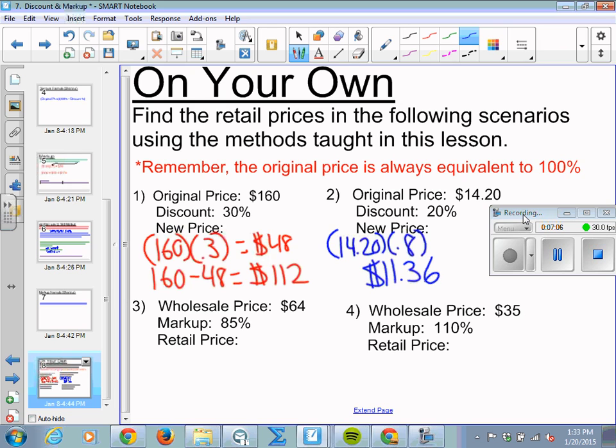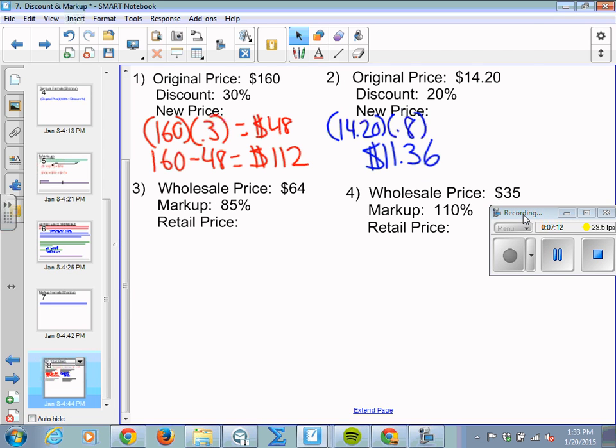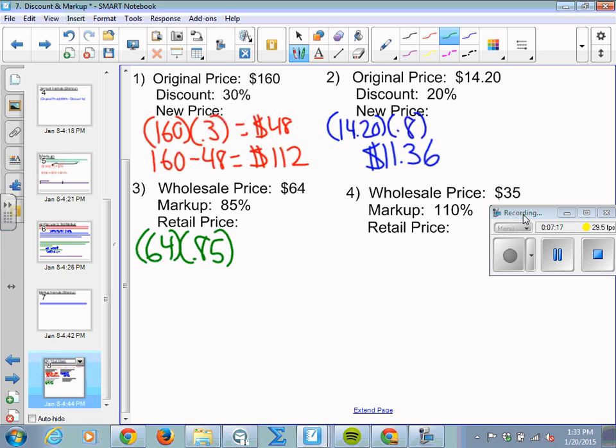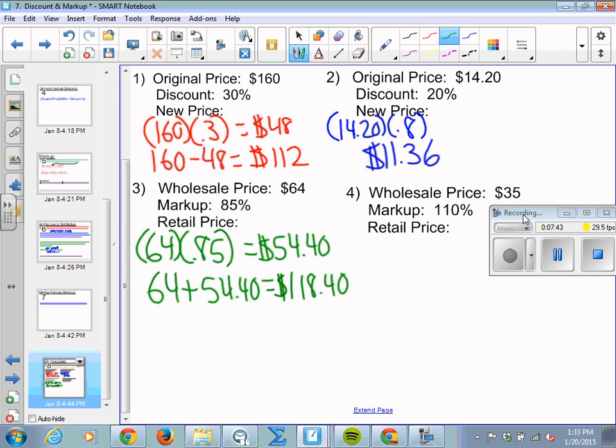Moving on to markup. So the wholesale price here is $64, and it's being marked up 85%. So by doing 64 times 85 hundredths, I'm going to find the amount of the markup, which is $54.40. So I'll take that amount and add it to 64 for a final retail price of $118.40. So that's calculating the markup amount first and then adding it to the original price.